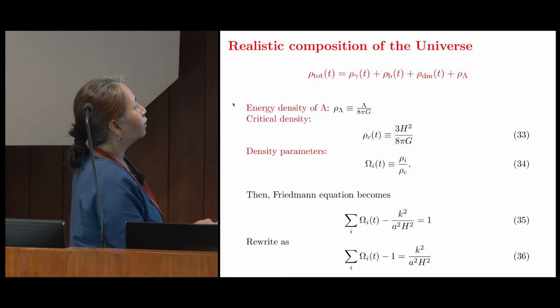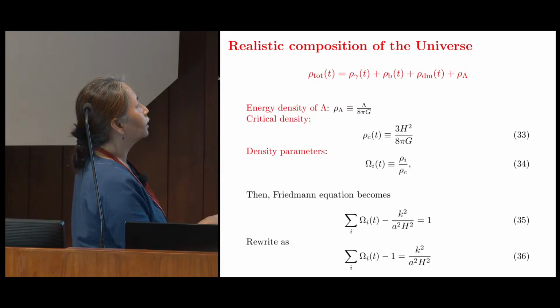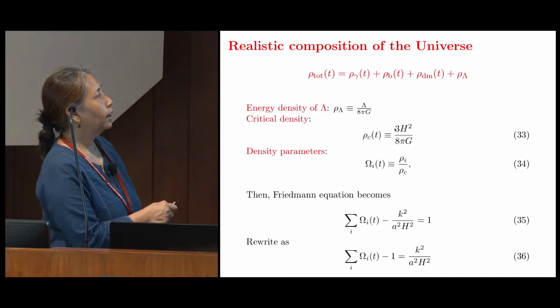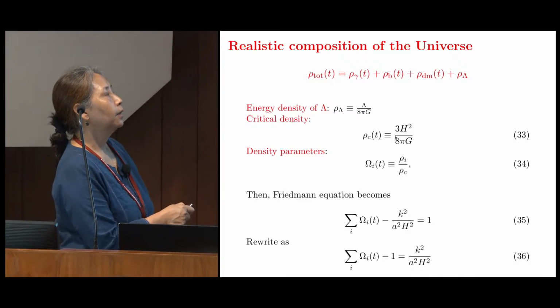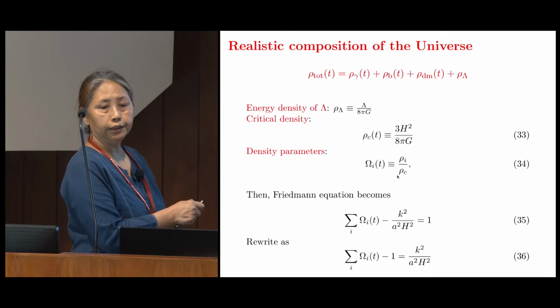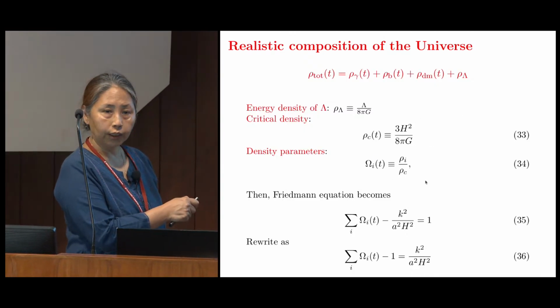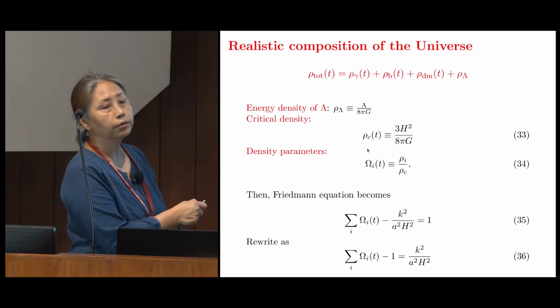Then I define a quantity called the critical density, which will be a function of time: 3H square by 8 pi G. Because H depends on time, this quantity will change with time.